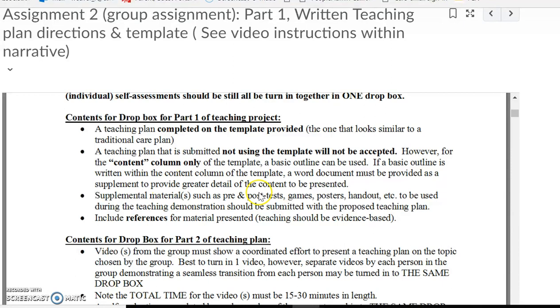Any supplemental materials such as pre and post tests or games or posters have to be turned in so that I know what it is that you're doing.